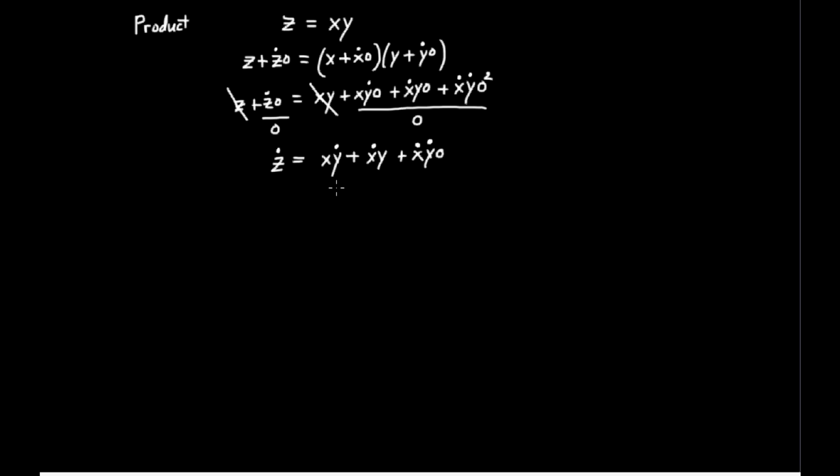And then I use that limiting argument. I say that as o goes toward 0, z dot is going to go toward, or it's going to be, in the limiting sense, equal to x y dot plus x dot y. And there you go. There's the product rule of fluxions or of derivatives, derived very simply using infinitesimals.